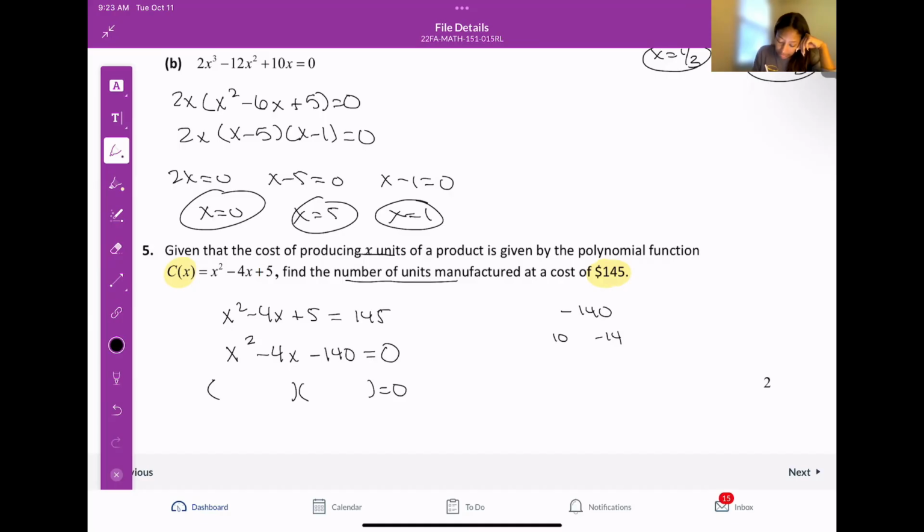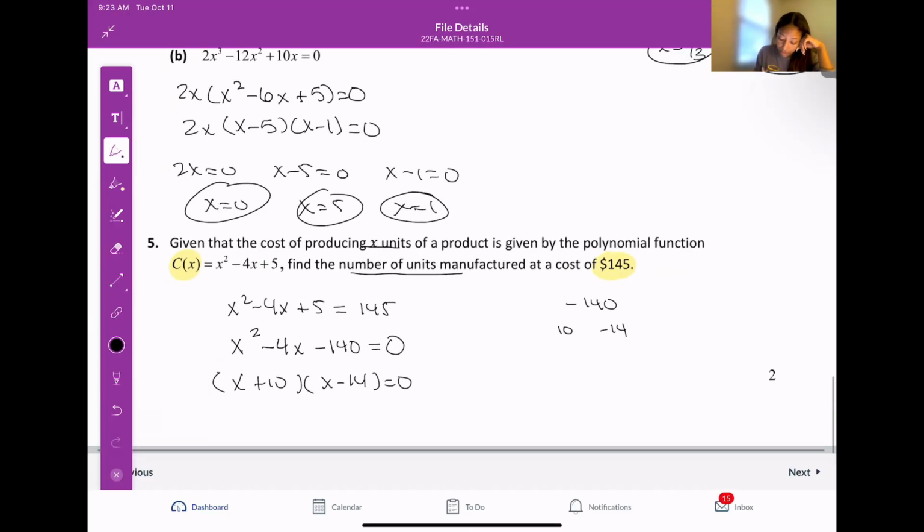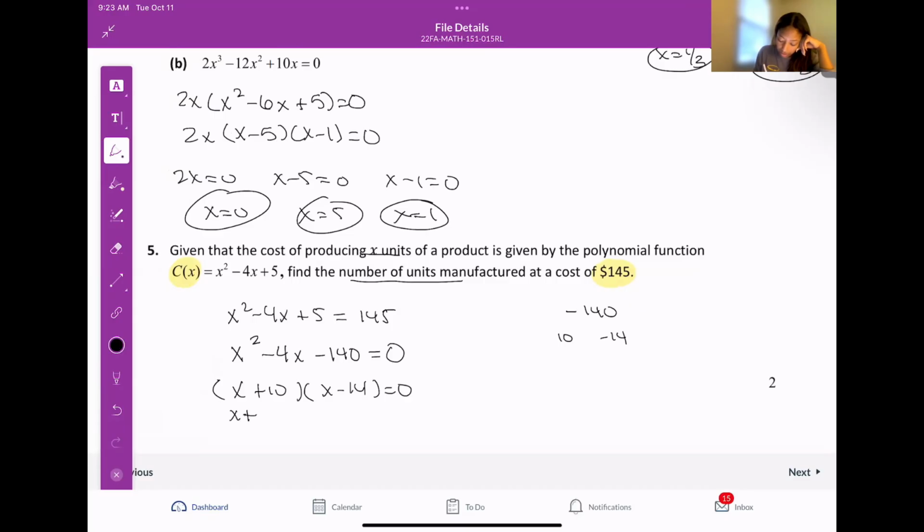All right, so this is x plus 10 and x minus 14 equals 0. So setting the factors equal to 0 gives us x equals negative 10 and x equals 14 as our answers. However, in this application problem, x is the number of units that we are producing. Does it make sense for x to be negative? It does not. So in an application problem like this, where a negative answer doesn't make sense, we can exclude the negative solution, and x equals 14 would be our solution.